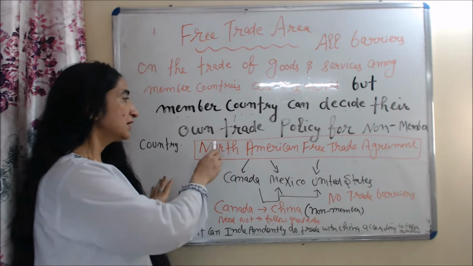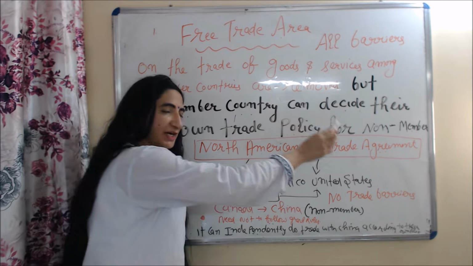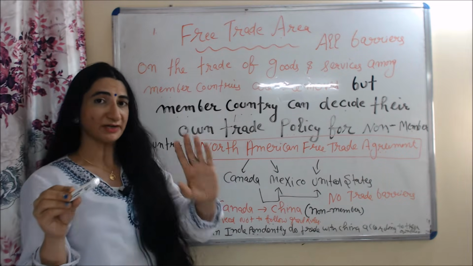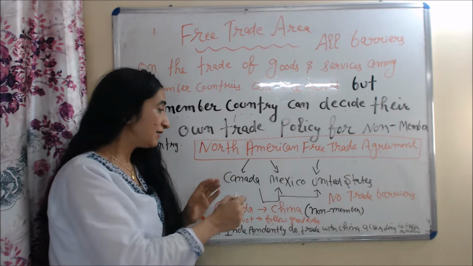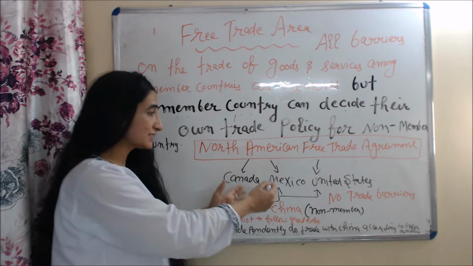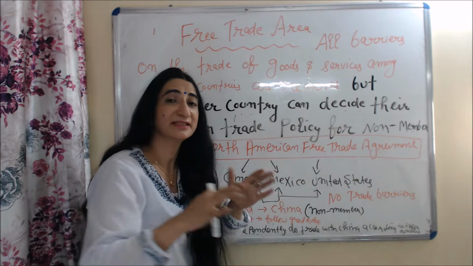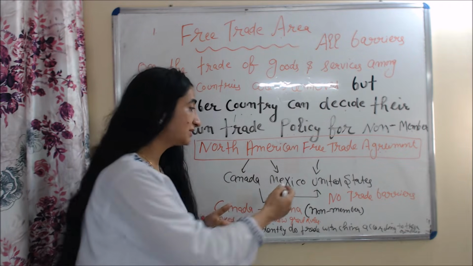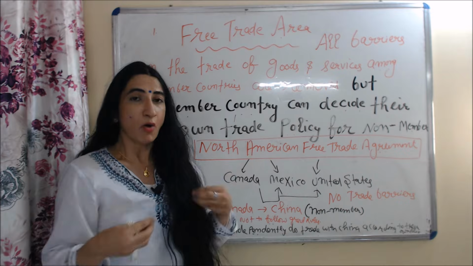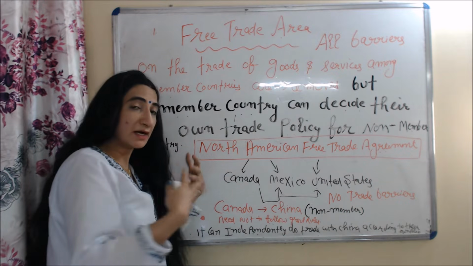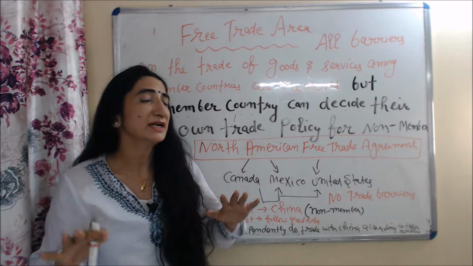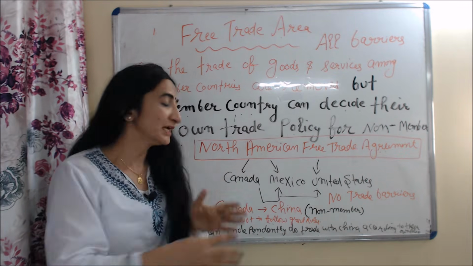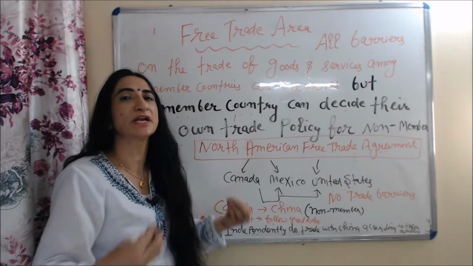For example, the North American Free Trade Agreement, in which 3 countries are involved: Canada, Mexico and United States. If Canada is doing trade with Mexico or United States, then there is no trade barrier because both are member countries. On the other hand, if Canada is doing trade with a non-member country like China, then Canada need not follow any group rules. It can independently do trade with China.